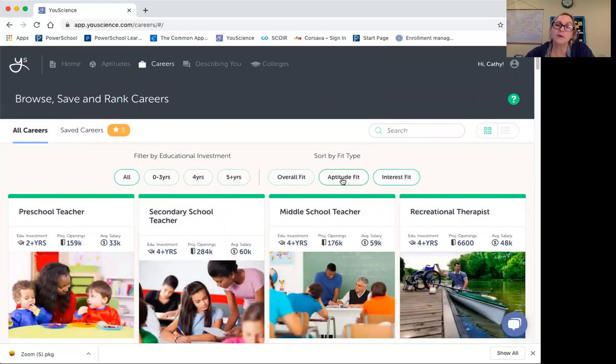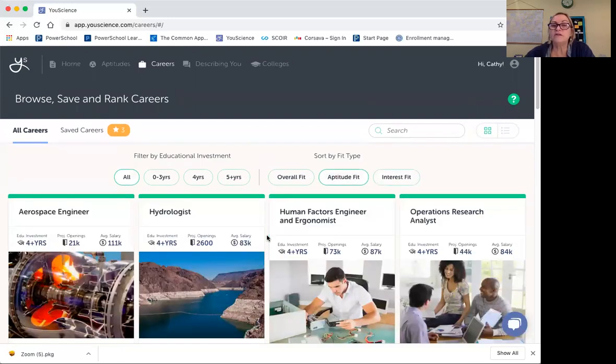They say that your aptitudes are fairly fixed. What you're good at now is what you'll be good at in 10 years, but your interests change. So you may be interested in looking through the aptitude fit to open your mind to some things that you might be quite suited for that you just haven't really thought about yet.